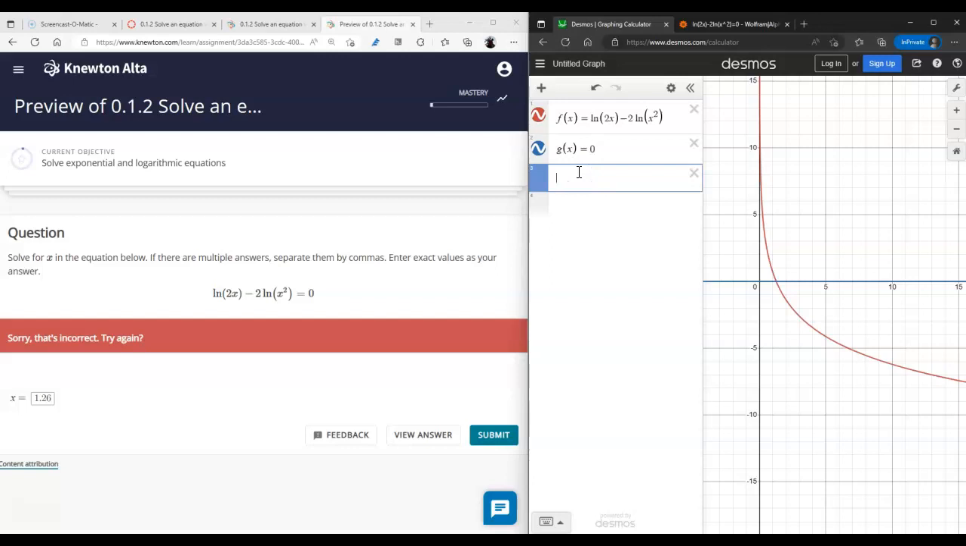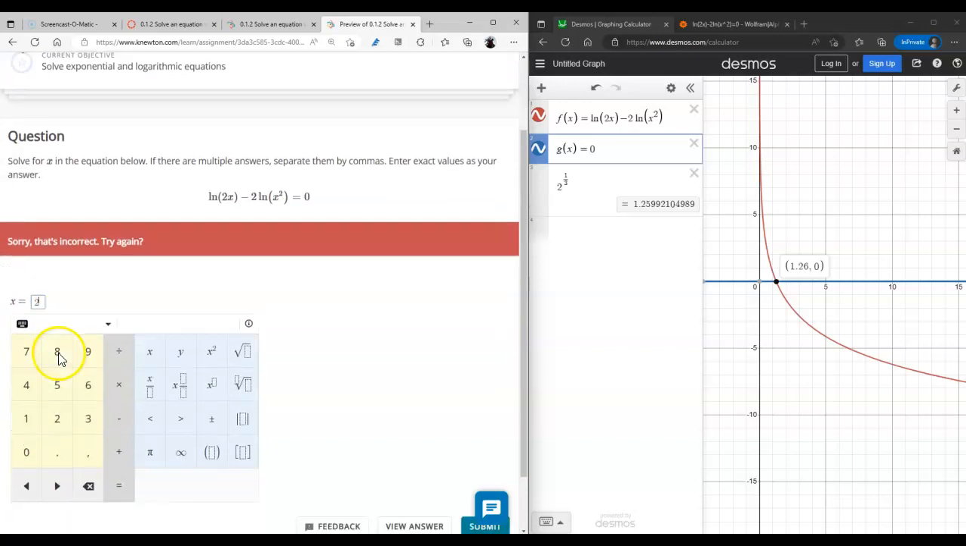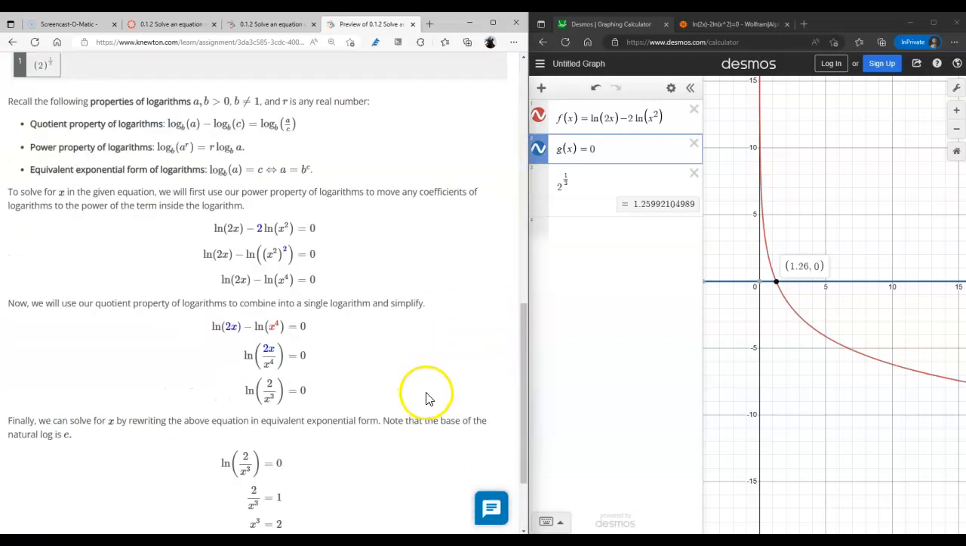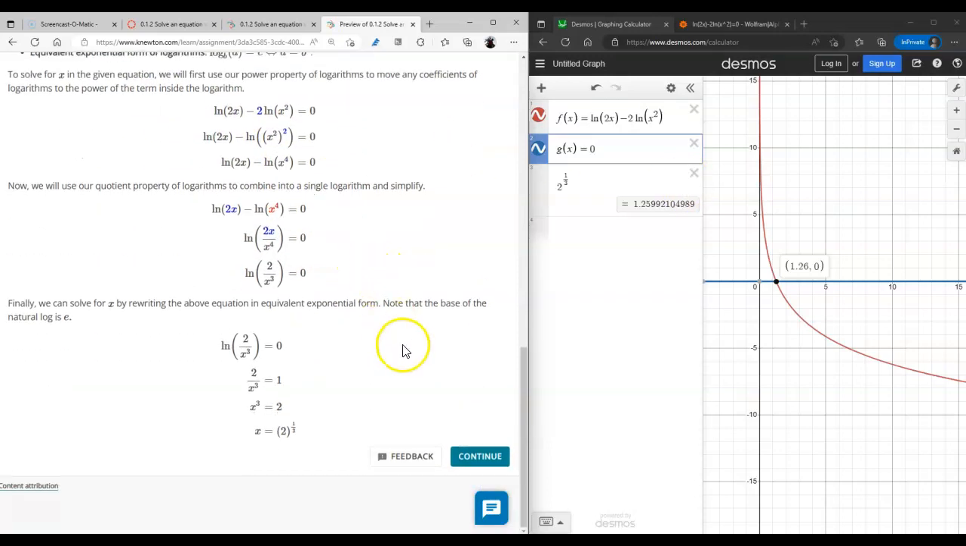Cube root of 2, I don't know how to type cube root of 2, but we know that cube root of 2 is the same as 2 to the power 1/3. And yeah, that's very accurate. That's pretty cool. So I'm going to answer here 2 to the power 1/3. Yep, and that's the right answer. Now, could we have solved it analytically? I'm not going to, but here's how.